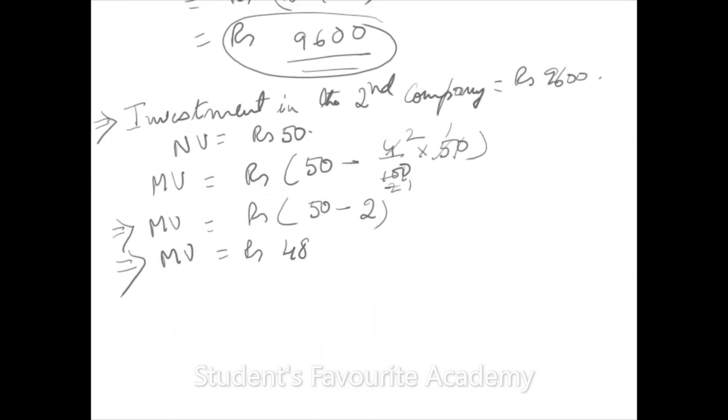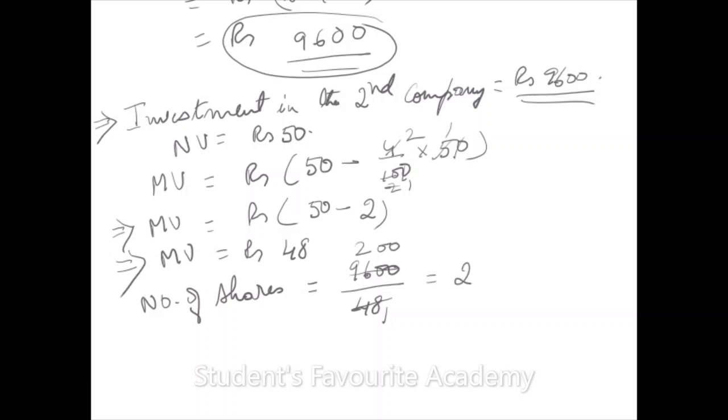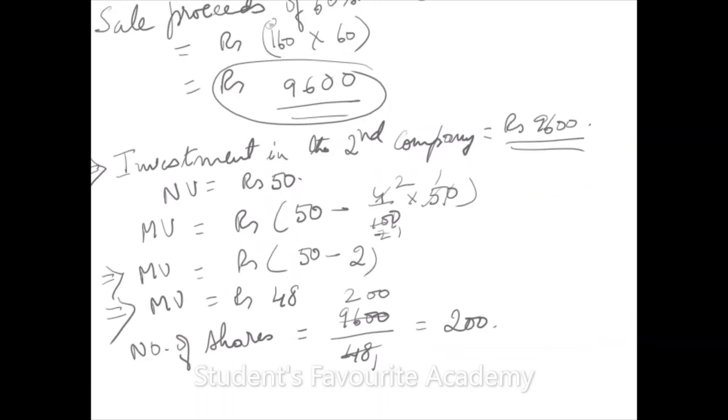So market value is 48. So now number of shares that he buys in the second company. So number of shares is equal to investment. What is the investment? 9,600. So investment upon market value. Okay. So 48 ones are 48 twos are 96 0 0. So number of shares in the second company is 200.